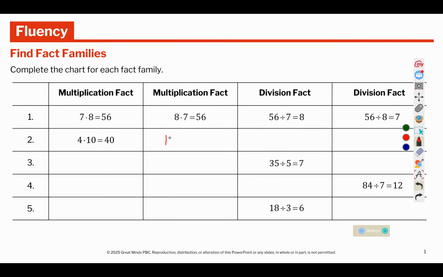Another multiplication fact we could use is 10 times 4 is 40. Then for the division, 40 divided by 4 is 10, or 40 divided by 10 is 4. So we're using those same 3 values to write multiple pieces of the fact family. Please complete the full chart for your warm-up. Make sure you include problem 1 also, even though it's done for you.